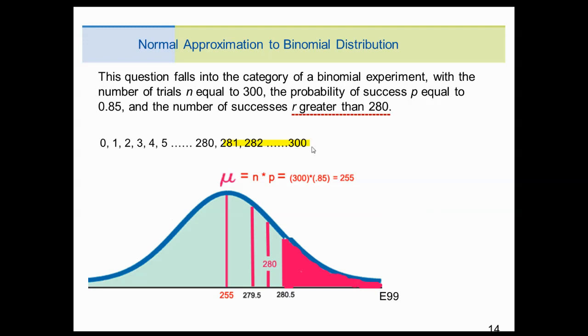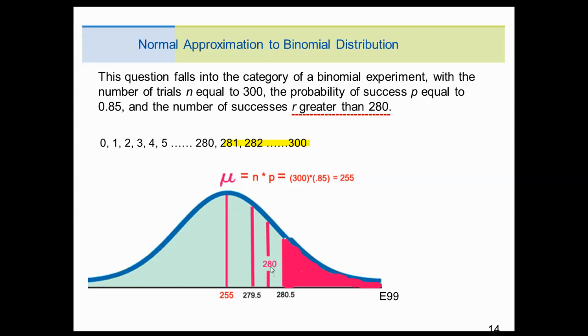All right, so greater than 280. Well, greater than 280 does not include 280. So greater than means I'm getting big. I'm going to my right. I know that. But if I started here at 279 and I went to my right, I would have gone right over 280. I don't want that. I don't want to include it. It says greater than. I need to start at 280.5.